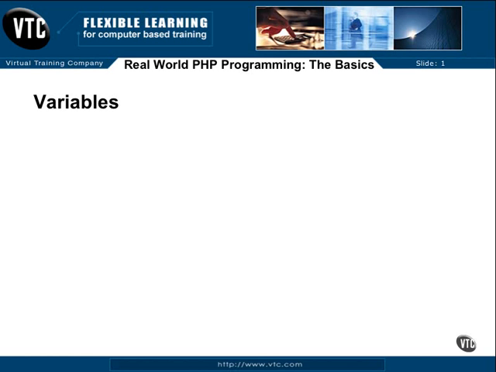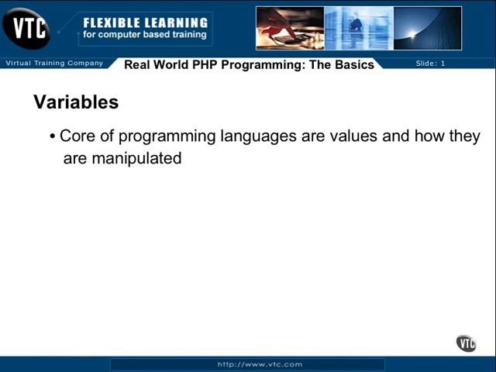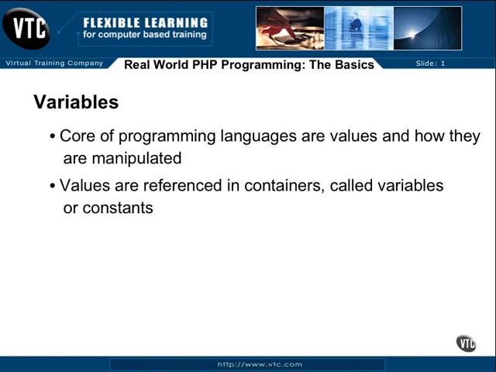Let's explore variables. The core of any programming language is how values are manipulated. In order to know what it is manipulating, that data has to be referenced or contained somewhere. This is where variables and constants come into play. Simply put, a variable or constant is a container for data.